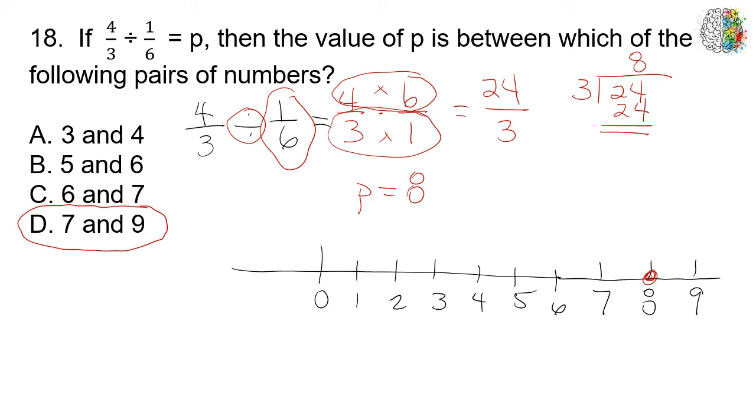So with this, they gave me between 3 and 4 as one of my options, between 5 and 6 as an option, between 6 and 7 as an option, and between 7 and 9 as an option. So instead of just giving you a single answer, they gave you a range of numbers. That would have given you the option like if you had a decimal or something in between. So now the number 8 is between 7 and 9, and so that's why our answer is answer D.